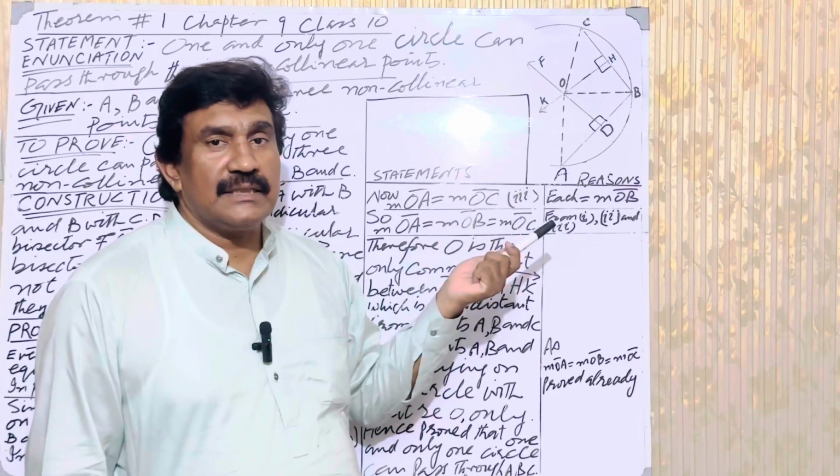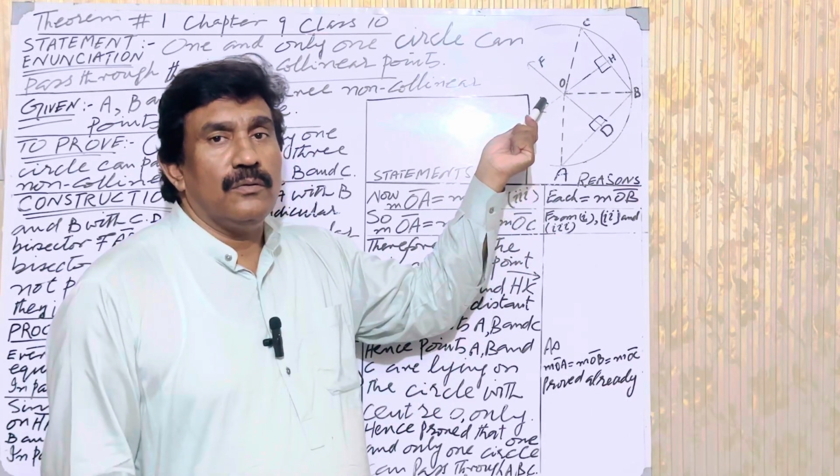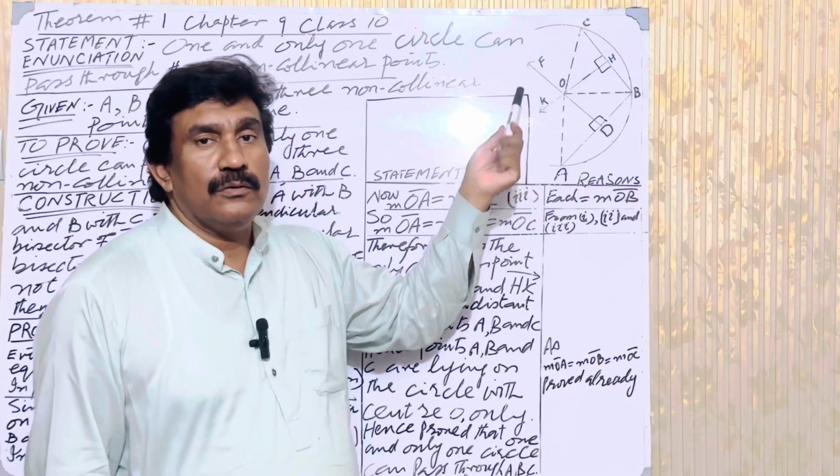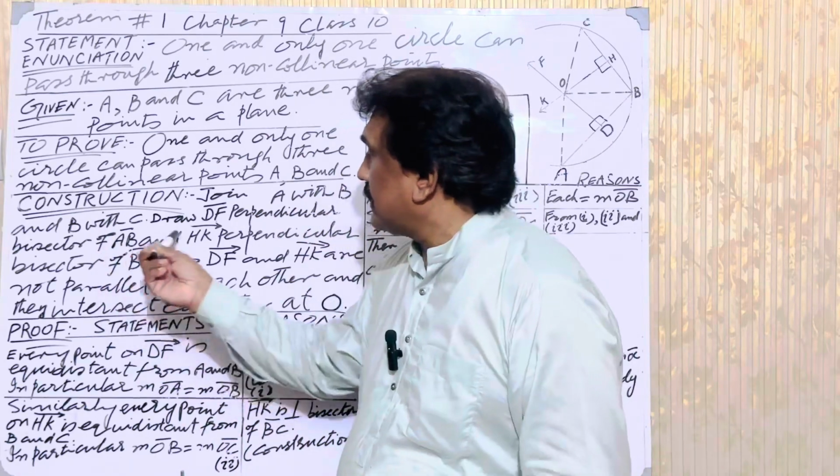That is the point of intersection. So that point, we have named it O. Okay, now next. So read this construction again.